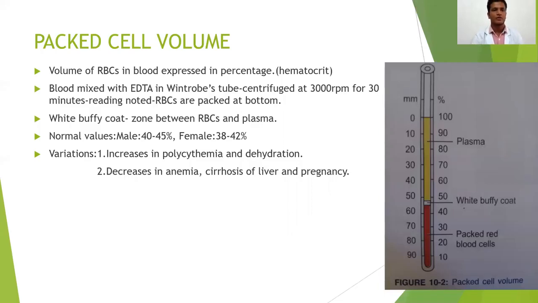Packed cell volume: the volume of RBCs in blood expressed as a percentage, that is hematocrit. Blood mixed with EDTA in a Wintrobe tube is centrifuged at 3000 rpm for 30 minutes. The reading is noted. RBCs are packed at the bottom. The white buffy coat is the zone between RBCs and plasma. That is the PCV value. Normal value for males is 40 to 45%, and for females is 38 to 42%. Variations in PCV: it increases in polycythemia and dehydration, and decreases in anemia, cirrhosis of liver, and pregnancy.